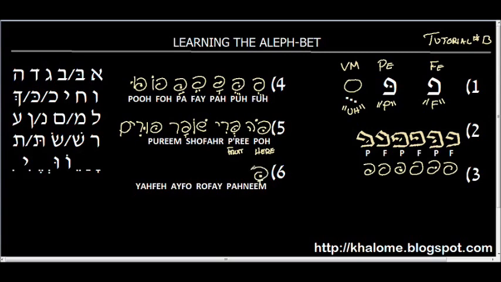For exercise 6, Panim, this means faces, so we're going to have a pe, a kamatz down below, a nun. I believe that this is Panim. I'm going to check on that for you, but Panim means faces. I believe that's the correct spelling for that.